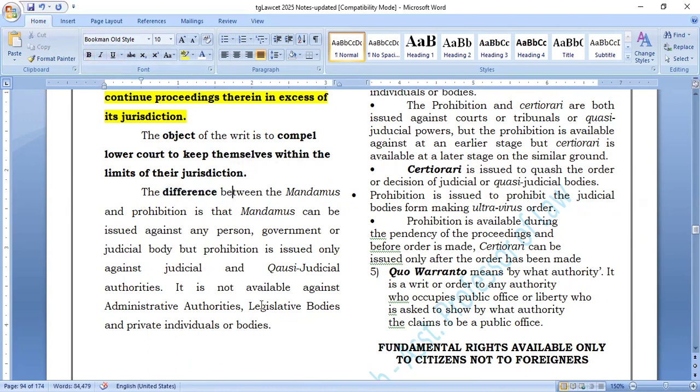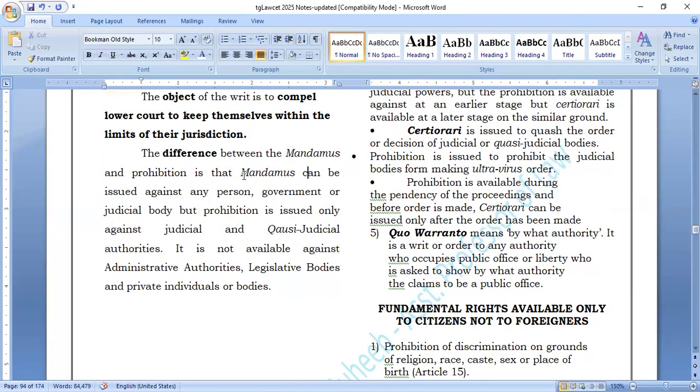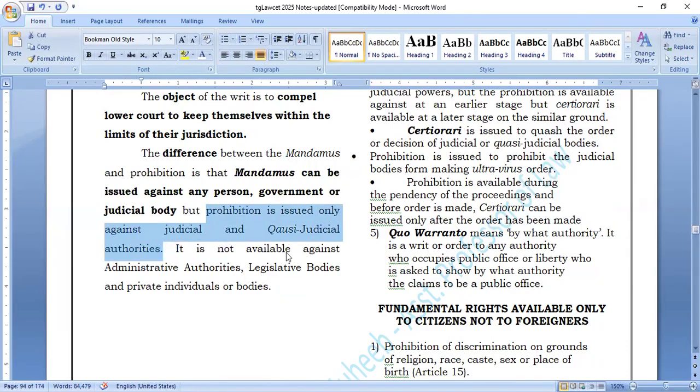Explain. The difference between the mandamus and the prohibition is that mandamus can be issued against any person, government, or judicial body, but prohibition is issued only against judicial and quasi-judicial authority. माने मैंडामस कोर्ट को भी इशू कर सकते हैं और पब्लिक सर्वेंट्स को भी इशू कर सकते हैं, लोअर कोर्ट्स को. But writ of prohibition can be issued only to quasi-judicial bodies. माने prohibition is only for courts, whereas mandamus is for courts as well as public authorities. Next.